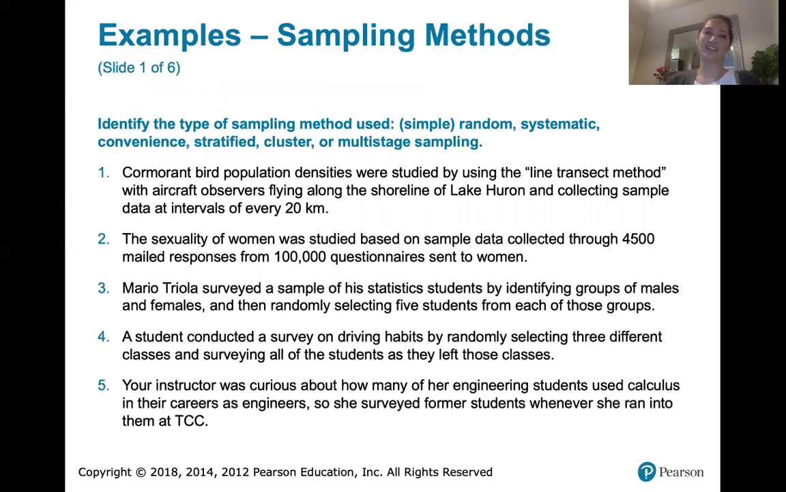Now this slide has a lot of text on it, but I want to encourage you to just pause this video and take a look at these questions. These are questions that might appear on your homework. You're asked to identify the type of sampling method used: either random sample or simple random sample, we're going to think of those as the same category because we're not going to distinguish too much between the two in this course, systematic sampling, convenience sampling, stratified sampling, cluster sampling, or multi-stage sampling. So you might want to pause this and try to identify each sampling method used. Then we're going to go through all of these one by one, and I'll give you the answers.